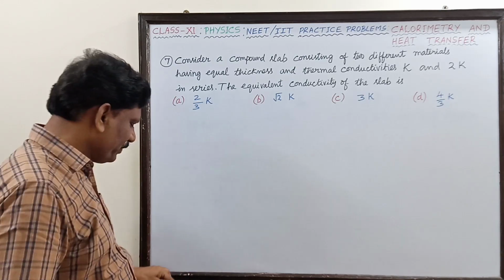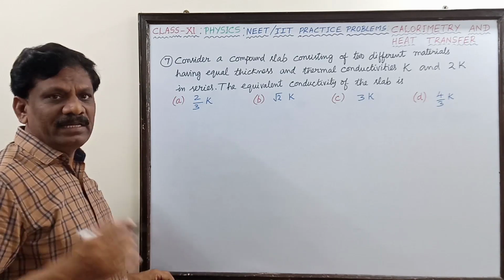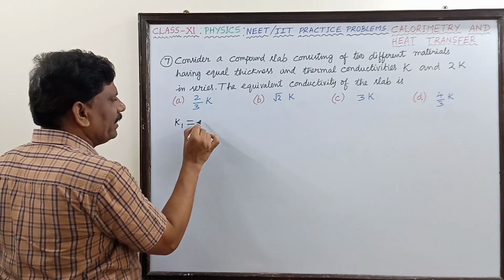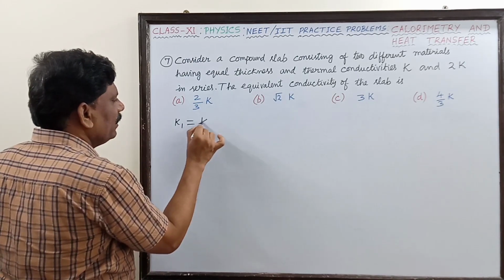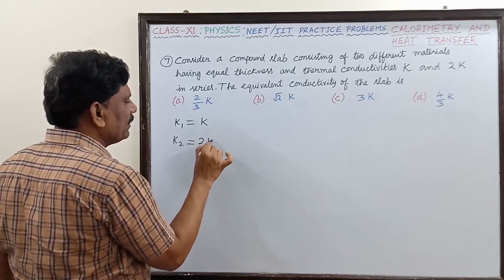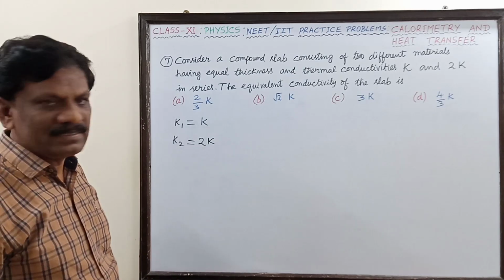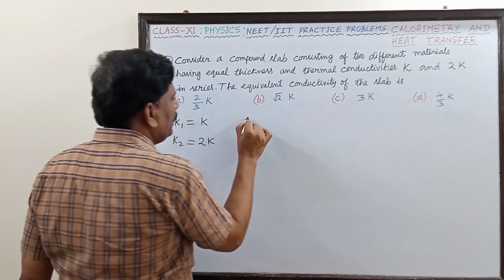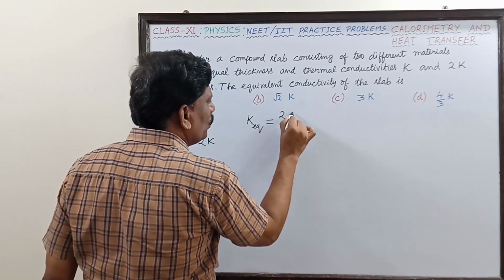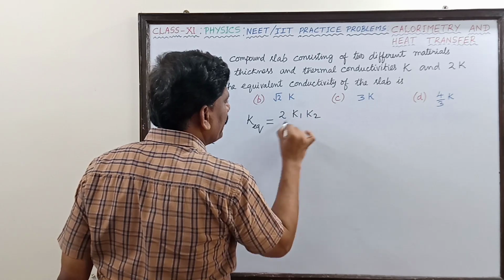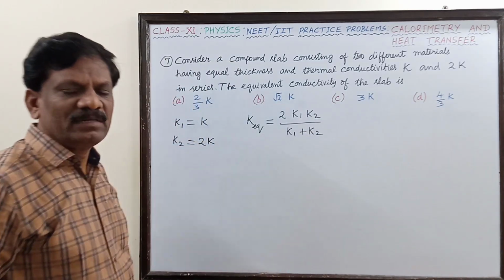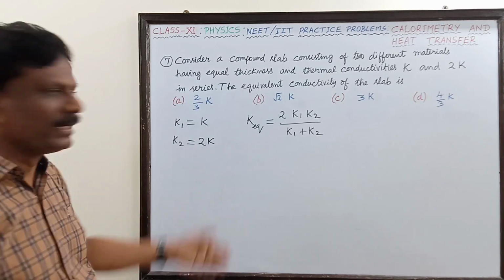So for this, there is a formula. Before that we will write the thermal conductivity of the first material is equal to K, and the second material it is equal to twice K. It is given like this. Now K equivalent, if you apply the direct formula, K equivalent is 2 times K1 K2 divided by K1 plus K2. So this is the expression which you have derived in the regular class.